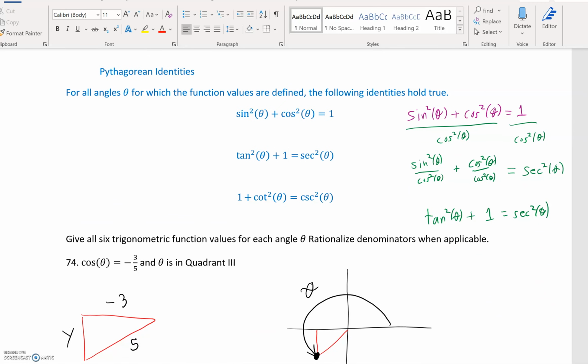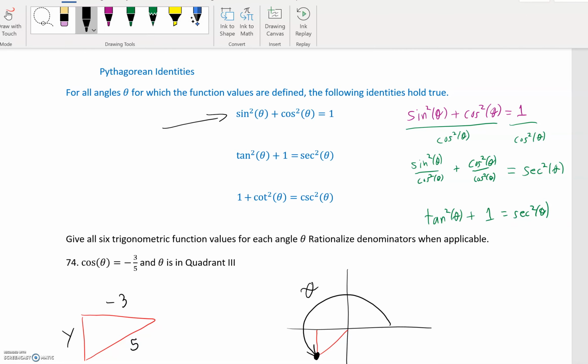This part of the section I did not get to on Tuesday. You definitely want to write this down. These are your Pythagorean identities. These will be derived for you at a later time, or rather, the very first one, I'm going to point at it here, this will be derived for you at a later time.